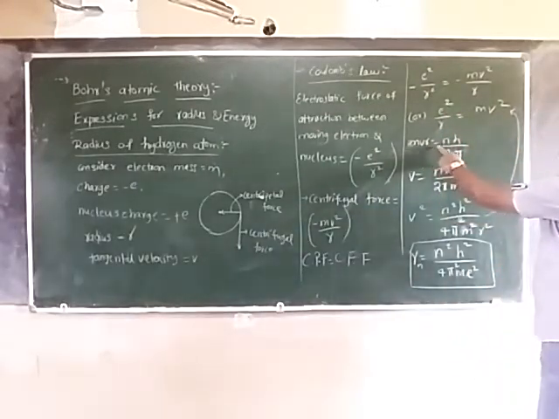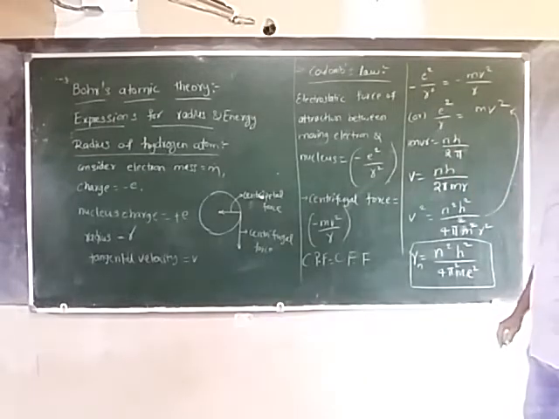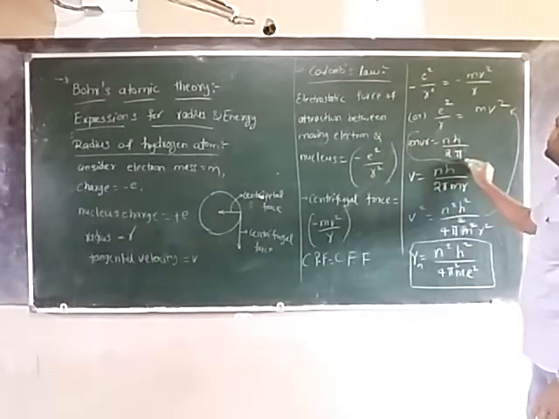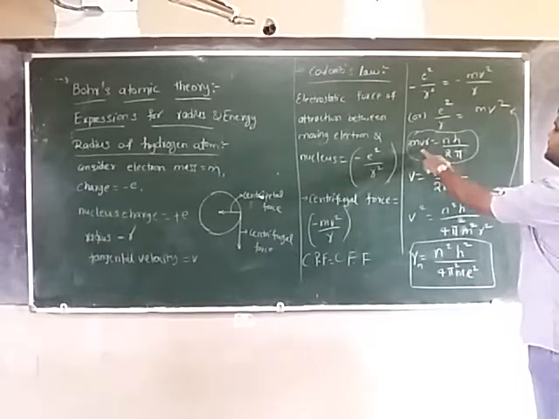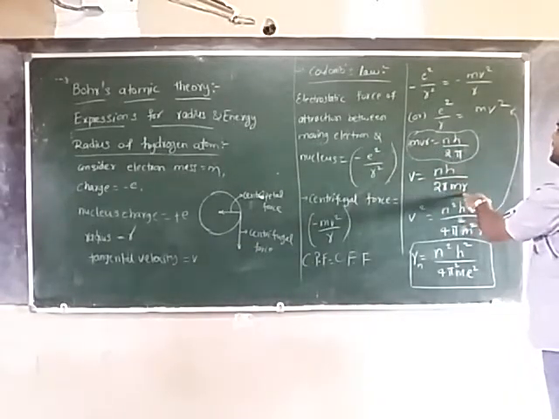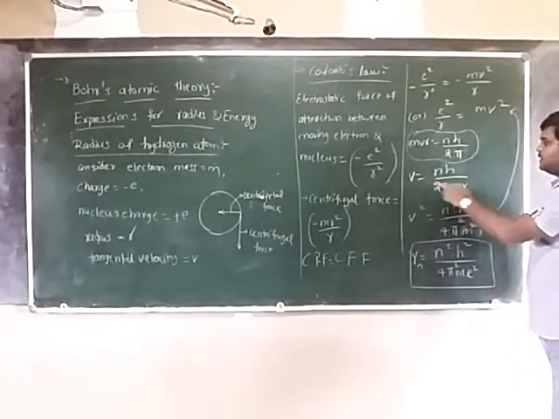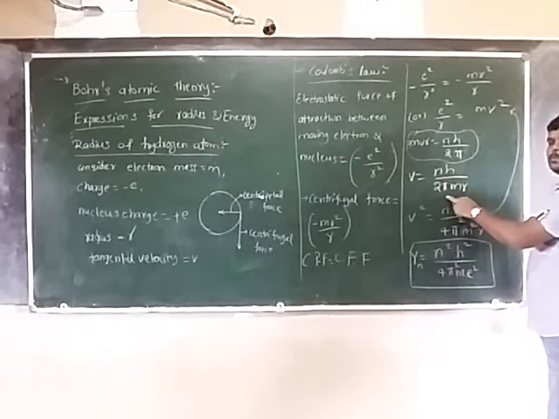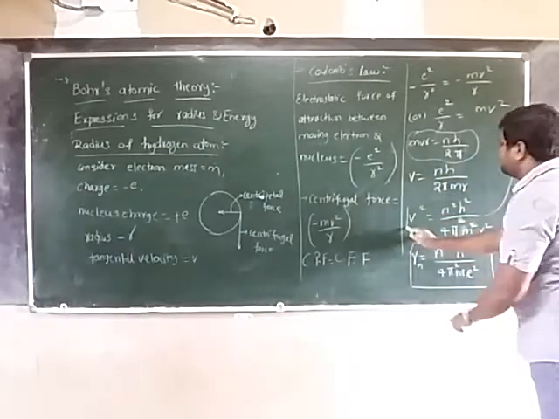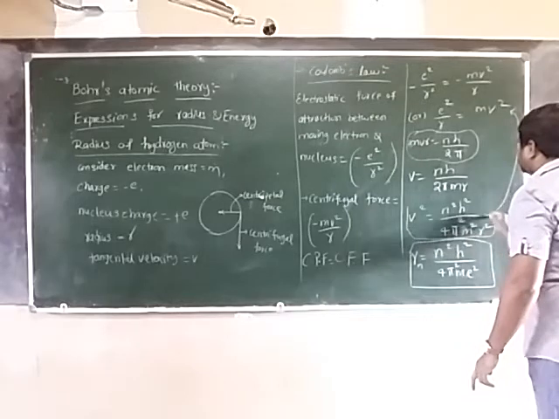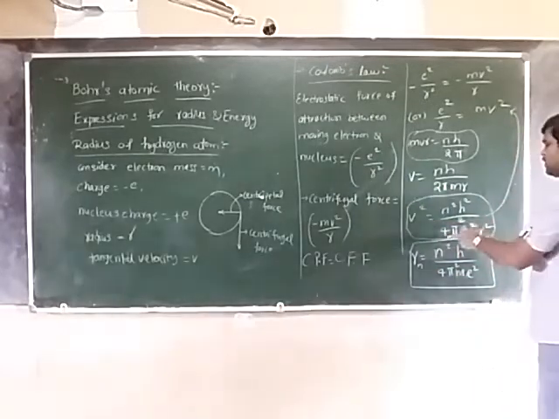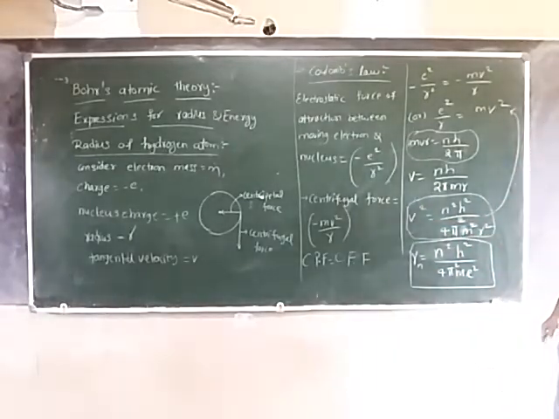Now you know mvr is equal to nh by 2 pi. So v is equal to nh by 2 pi mr. Now v square is equal to n square h square by 4 pi square m square r square. The same value I am substituting here.